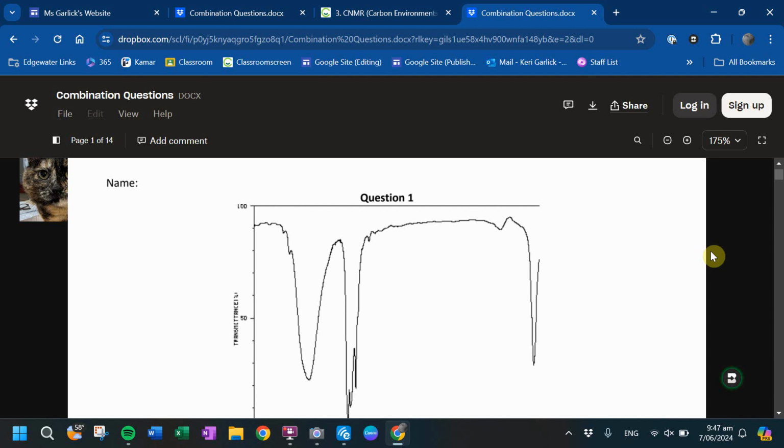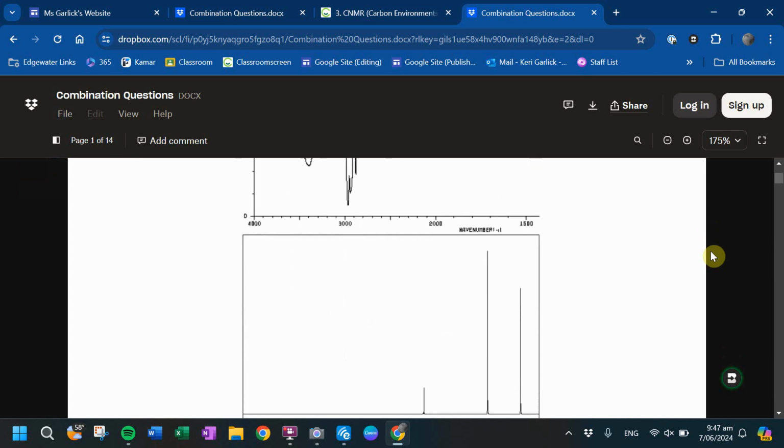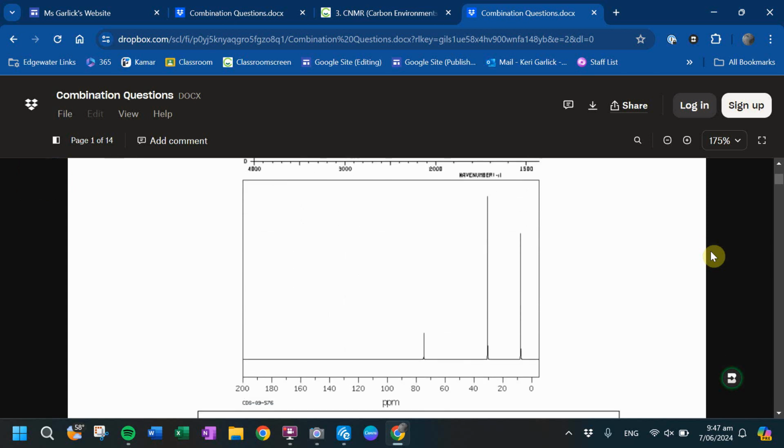So if you guys remember, last week, we looked at question number one for the combination questions. We looked at the IR spectra, and from the IR spectra, we figured out that we had an alcohol. Are we okay with that? All right. Then I said, we'll skip the CMMR, and I will talk about that later, and later is now, today, to give you guys some context of what that tells us. We'll spend two lessons on this because there's two bits of information I need to tell you about CMMR.